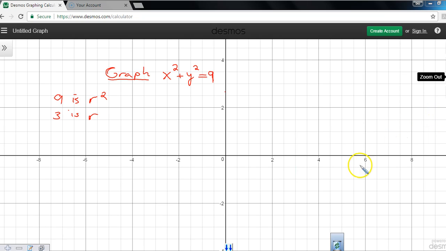Might just have to go to using my mouse. So 3 is right here. By the same token, we'd have 3 on the y-axis up here somewhere. Negative 3 is here. And then on the y-axis, I believe negative 3 would be right here.